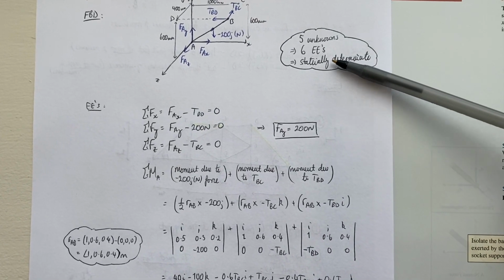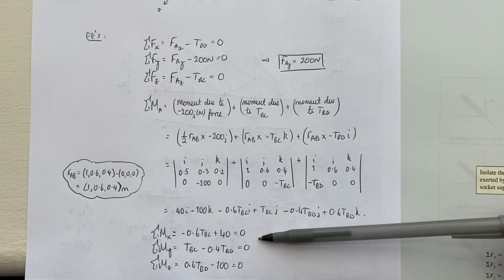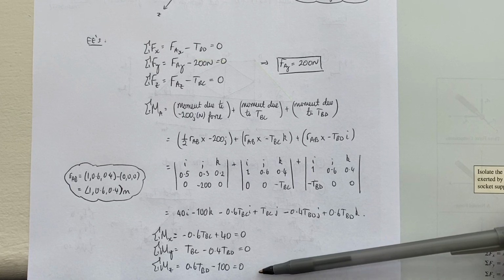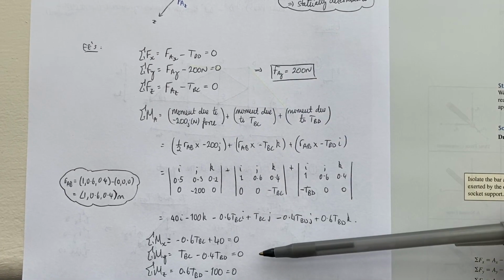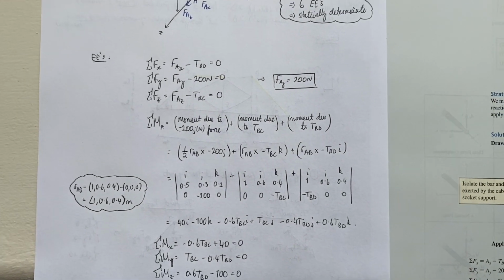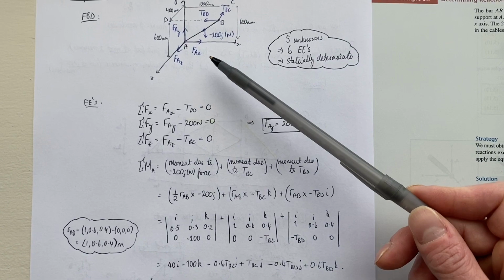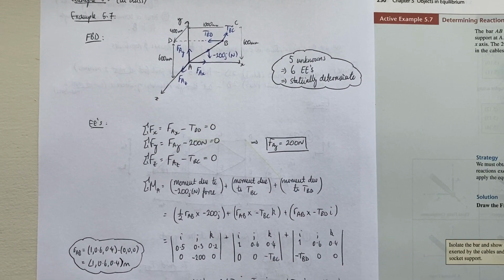And that gives me my 6 equilibrium equations. Remember we said 6 equilibrium equations in 3D. This is 3 of them, and this is the other 3. So I can solve for my 5 unknowns using those 6 equilibrium equations and find the reactions at A and also the unknown tensions in the cables BC and BD.